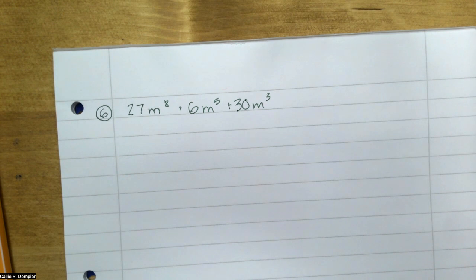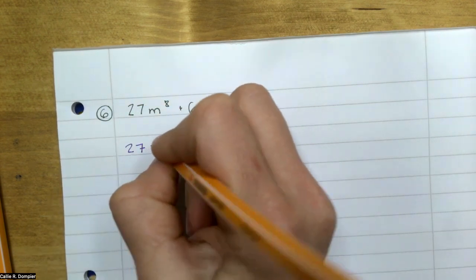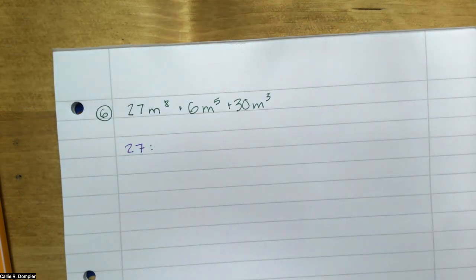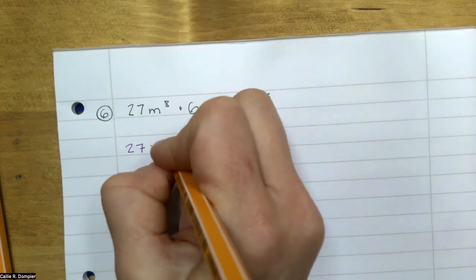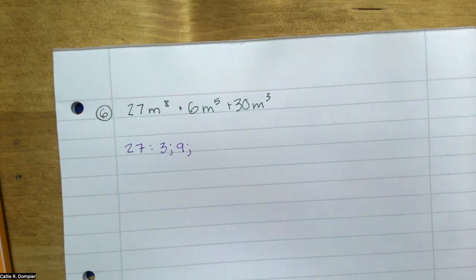Good. Now I want to think about what are the factors of each of those coefficients, right? So 27, I can factor into 1 and 27, but we're going to skip that one because we can't divide by 1. That doesn't make our numbers any smaller. That would be a common factor for any polynomial, right? So 27 divided by 2, we can't do that because it's not an even number. 27 divided by 3 gives us 9. So we have the factors 3 and 9. Anything else?